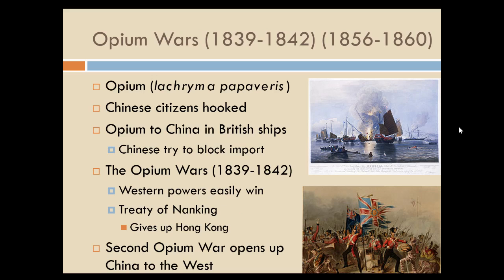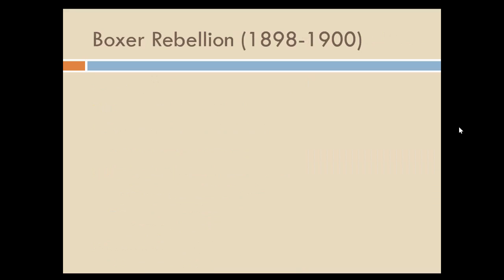From 1860 to 1898, you're going to see the continued decline of the Qing dynasty and the rise of anti-Western sentiment. You're going to see the West begin to dominate China and basically ignore the wishes of China, and that's going to lead eventually to the Boxer Rebellion.